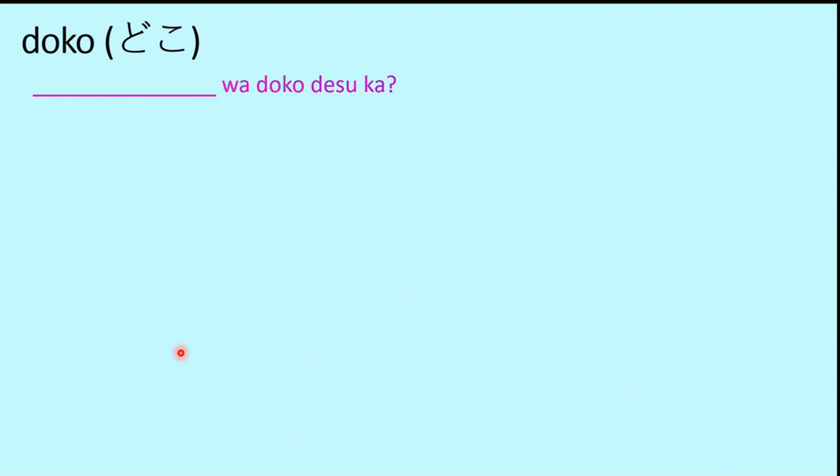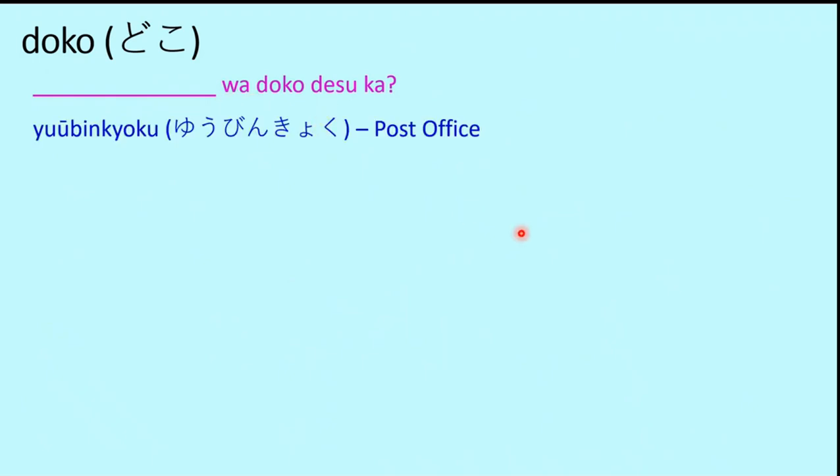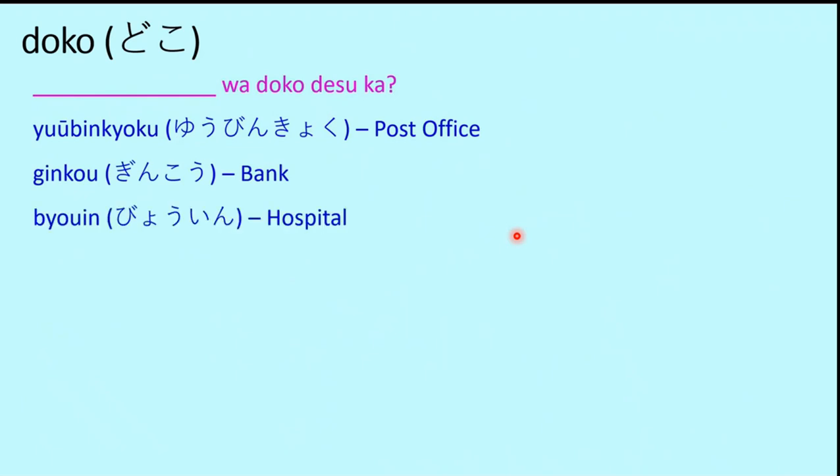Now let's look at a few more examples using doko desu ka. We can ask questions in a similar fashion, where we first use the noun or the name of the place we want to ask about, followed by wa doko desu ka. Yubin kyoku wa doko desu ka means where is the post office. Ginko wa doko desu ka? Where is the bank? Byoin wa doko desu ka? Where is the hospital?